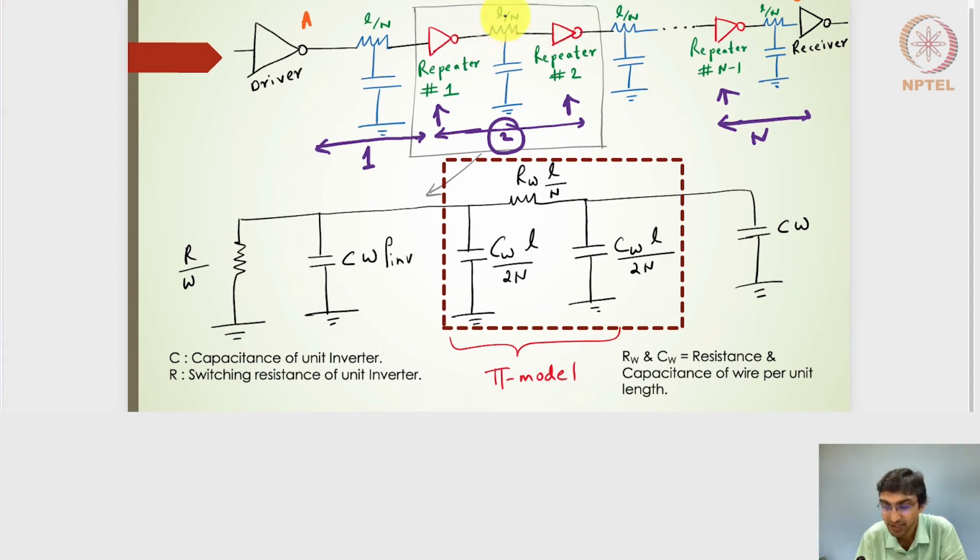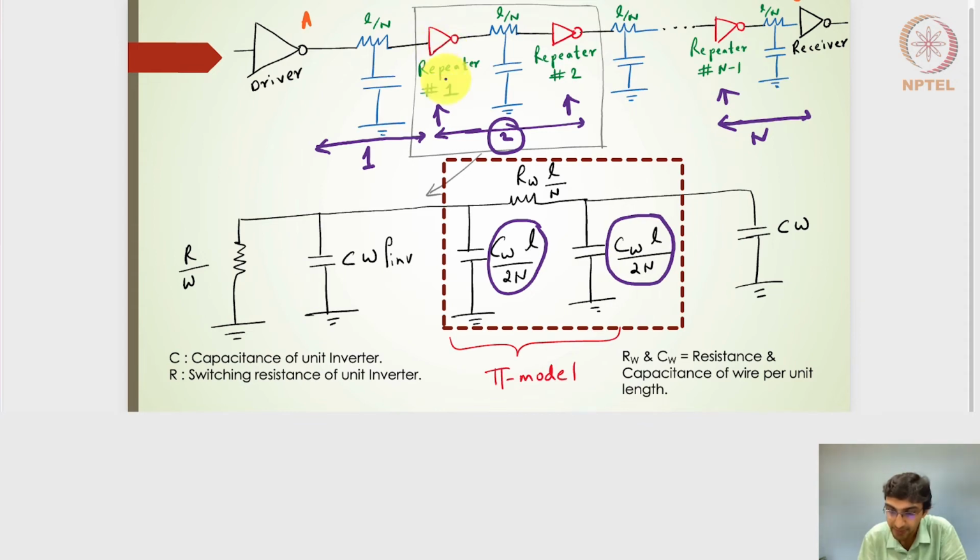And each wire segment can be represented in the form of a pi model. RW L by N will be the resistance of that particular segment. The overall capacitance is CW L by N. But in the pi model, we know that half of that capacitance will go on one side of the resistance, and on the other side of the resistance, the other half of the capacitance will go. So that's why the capacitance of CW L by 2N and CW L by 2N is there on the two sides of the resistance.